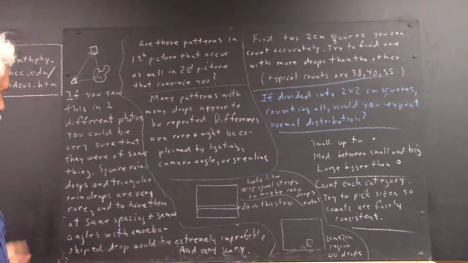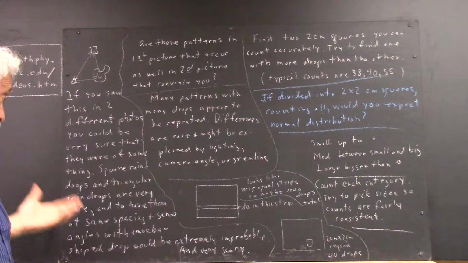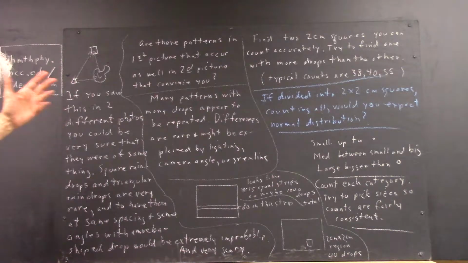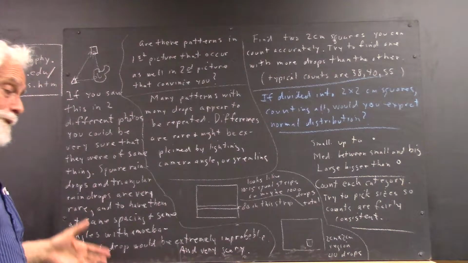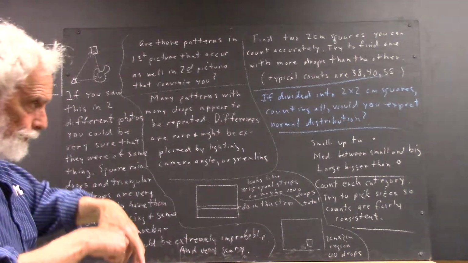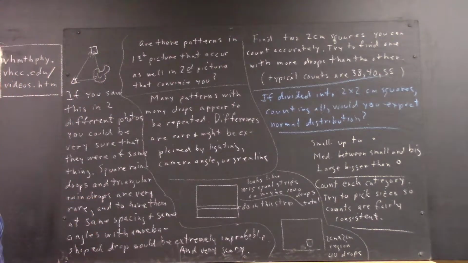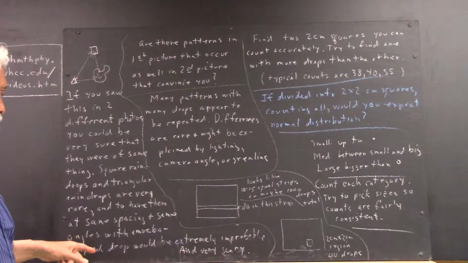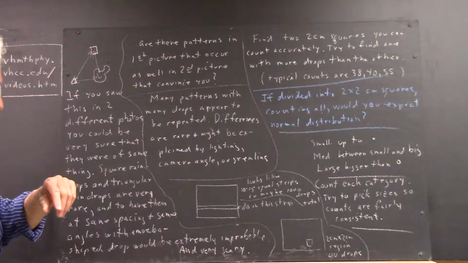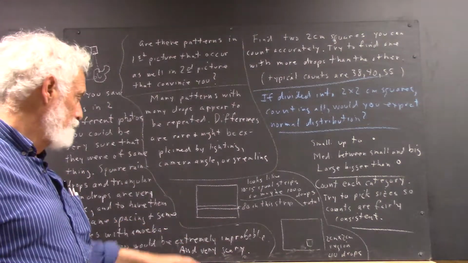Square raindrops and triangular raindrops are very rare. I actually don't even think they exist in this kind of situation. They shouldn't. You know, the surface tension pulls everything into a sphere and so forth. But anyhow, they're very rare. And to have them at the same spacing and same angles with the amoeba-shaped drop would be extremely improbable.